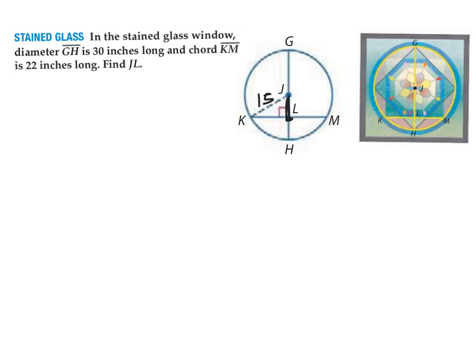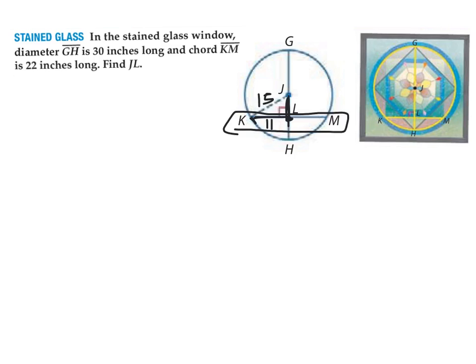Now, do we know the other one? Well, they did tell us that chord KM is going to be 22 inches long, and this is half of 22 from here to here, so that's going to be 11. So now we can use the Pythagorean theorem to find the third side, which is JL.